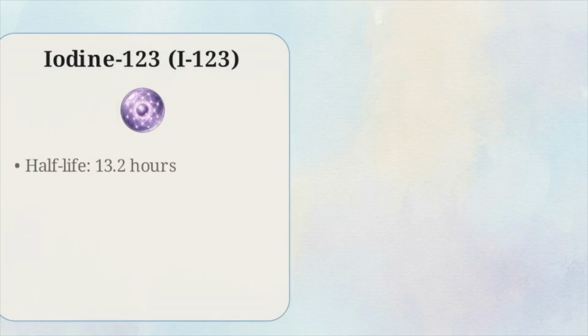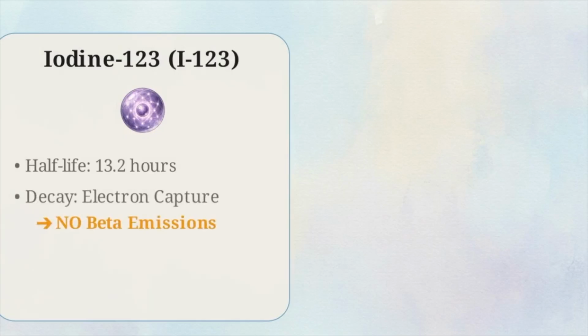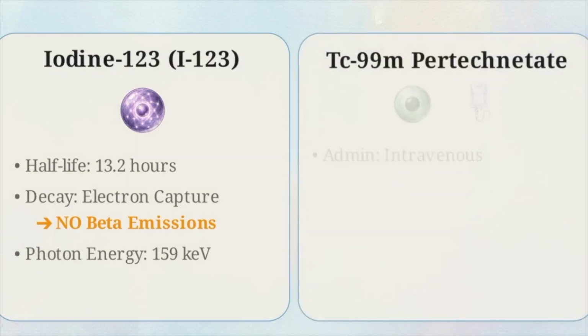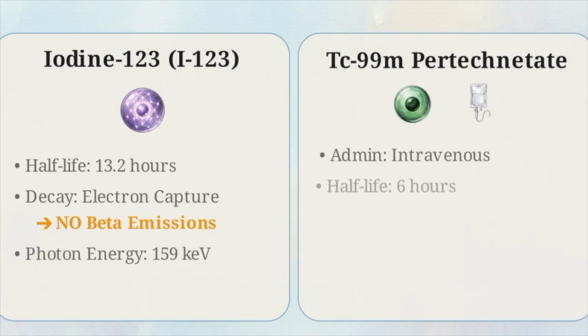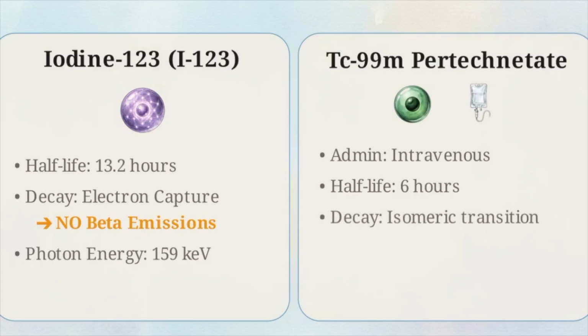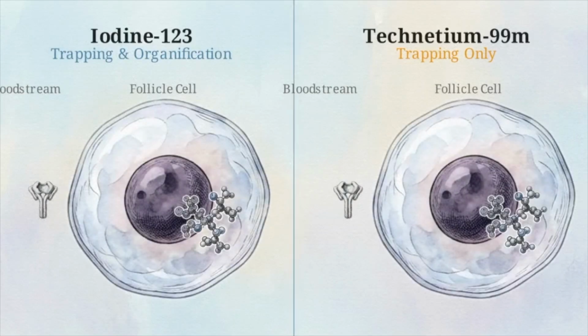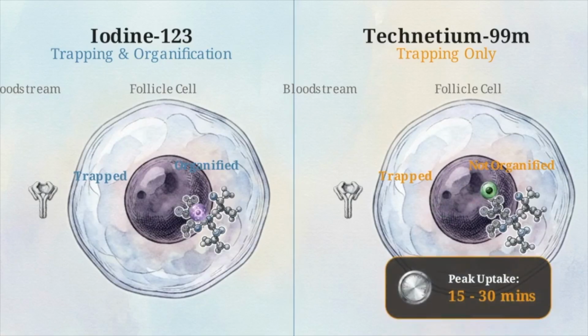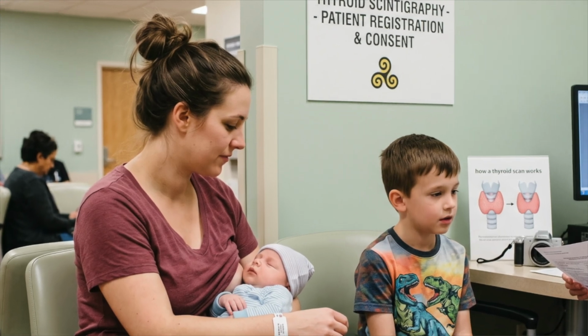Featuring a 13.2-hour half-life, it decays via electron capture, lacking beta emissions entirely. It produces a 159 kiloelectron-volt gamma photon, making it the preferred agent for adult diagnostic scans. The third option is technetium-99m pertechnetate. Administered intravenously, it has a 6-hour half-life and decays via isomeric transition, emitting a 140 kiloelectron-volt gamma photon. Unlike iodine, technetium-99m is trapped by the NIS, but is never organified into thyroid hormone. Peak uptake hits between 15 and 30 minutes post-injection. Its fast imaging timeframe and low radiation profile make it a preferred choice for pediatric patients and lactating women.